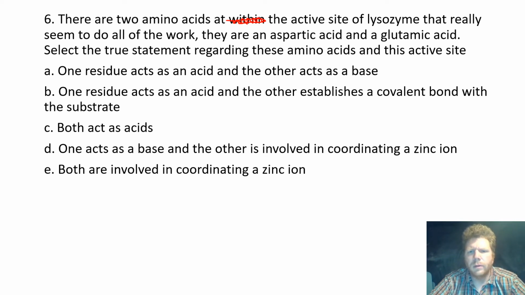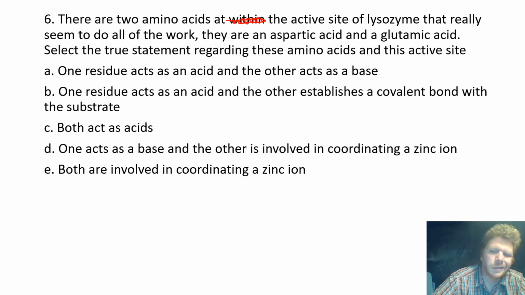I talked about these at great length because whenever you see an aspartic acid and glutamic acid, your instinct might be to say, I know my instinct would be to say, oh, well, one serving as an acid, one serving as a base, but that's actually not true. So answer option A, one residue acts as an acid and one as the base. That is incorrect.